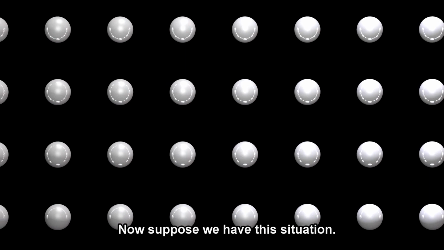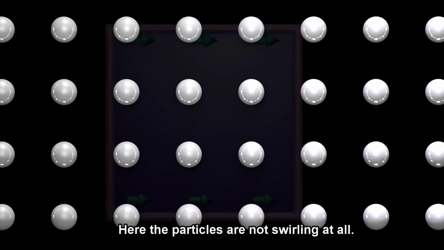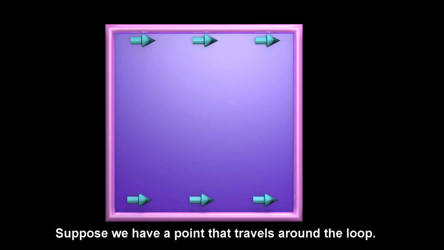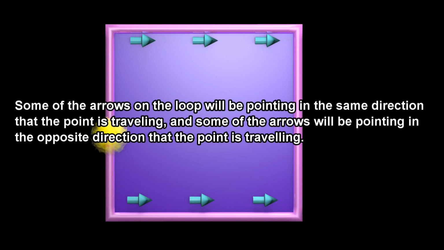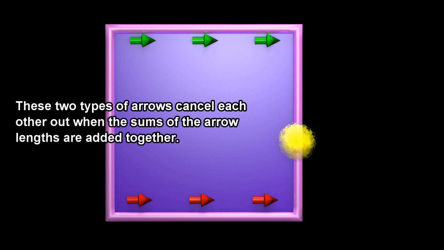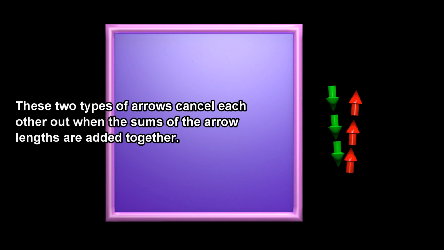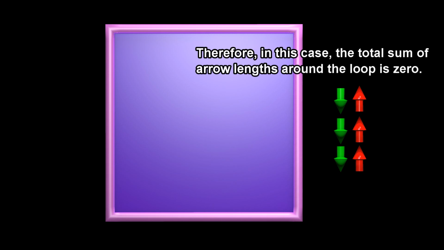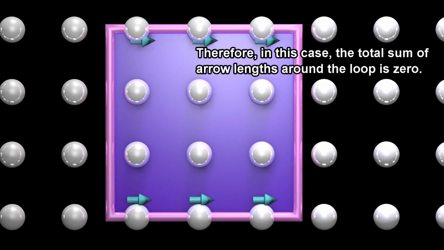Now suppose we have this situation. Here the particles are not swirling at all. Suppose we have a point that travels around the loop. Some of the arrows on the loop will be pointing in the same direction that the point is traveling, and some of the arrows will be pointing in the opposite direction that the point is traveling. These two types of arrows cancel each other out when the sums of the arrow lengths are added together. Therefore, in this case, the total sum of arrow lengths around the loop is 0.